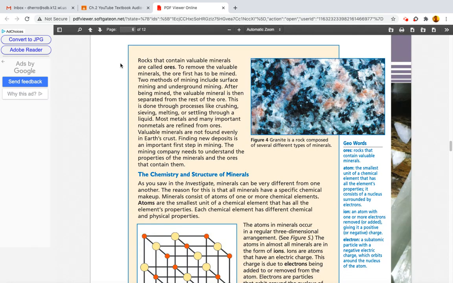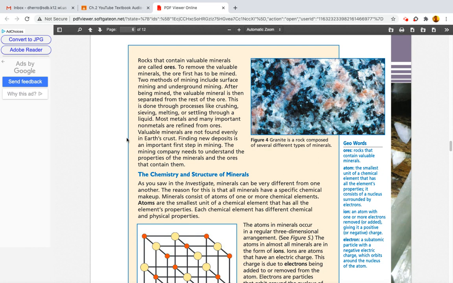Rocks that contain valuable minerals are called ores. To remove the valuable minerals, the ore first has to be mined. Two methods of mining include surface mining and underground mining. After being mined, the valuable mineral is then separated from the rest of the ore. This is done through processes like crushing, sieving, melting, or settling through a liquid. Most metals and many important nonmetals are refined from ores.